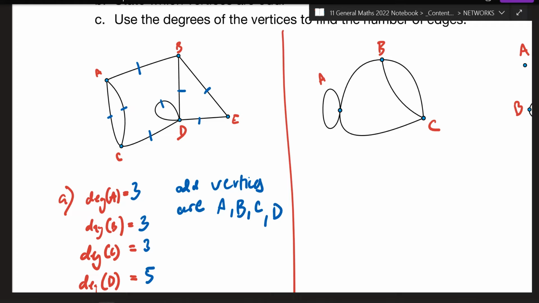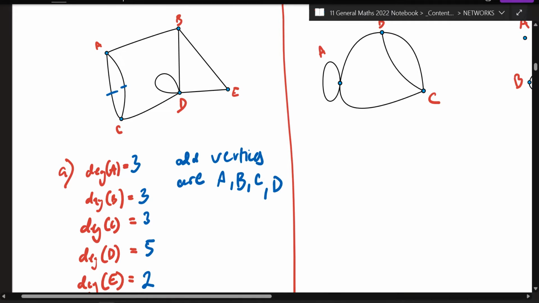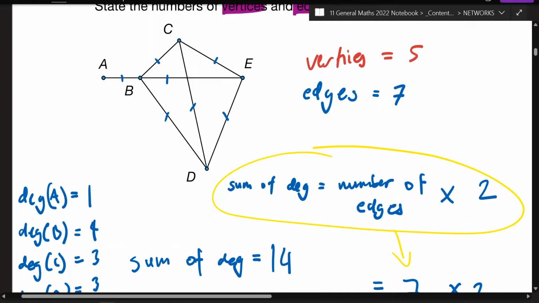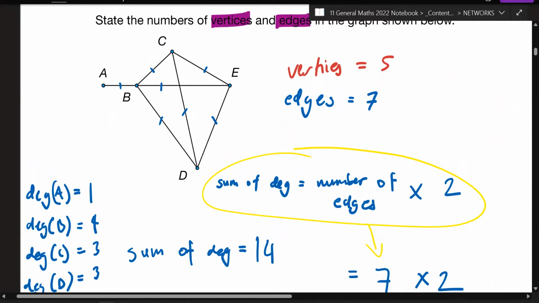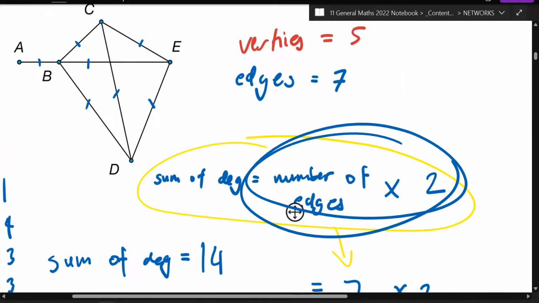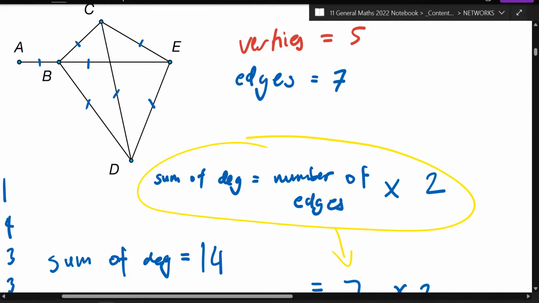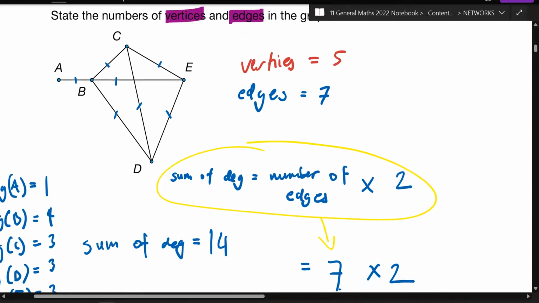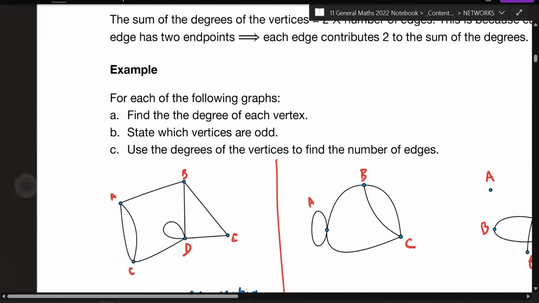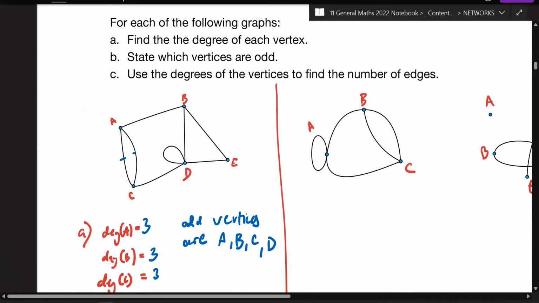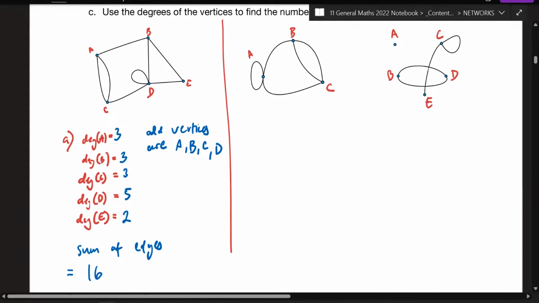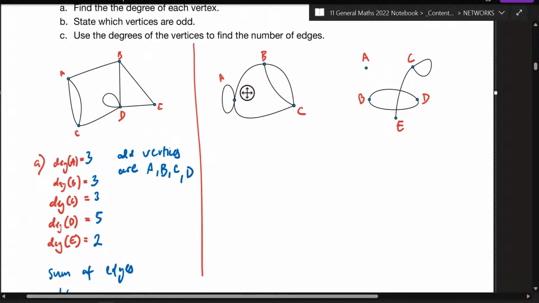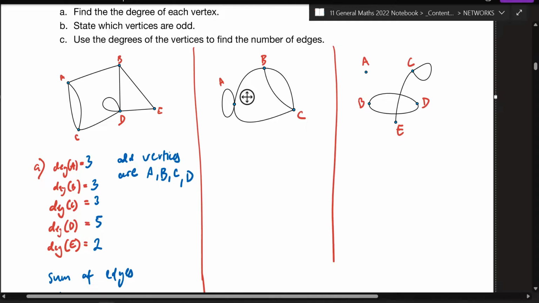But in the context of using that formula, you just count the loop as 1. Remember, a loop is counted as 2 in the degree because it connects to the vertex twice. But when we talk about this formula, you don't have to count the loop as 2. You're just saying that it itself is an edge. So if you want to find the sum, you count the lines, 1, 2, 3, 4, 5, 6, 7, 8, and multiply by 2. Apologies for that. All right, see if you can do the second and third one on your own, and then we'll go through it together. And that'll be it.